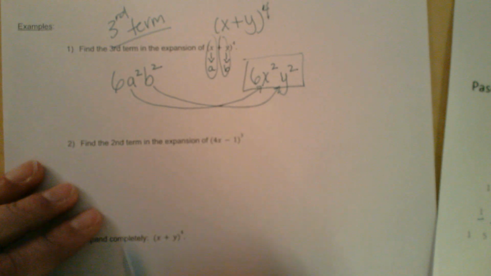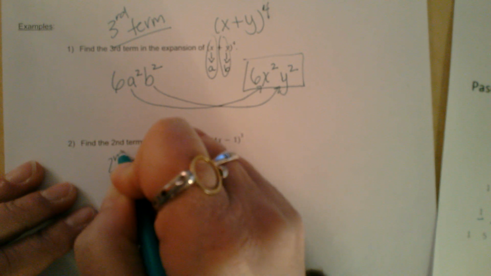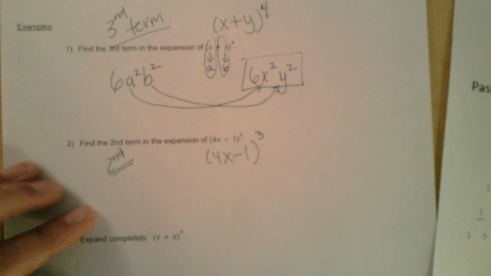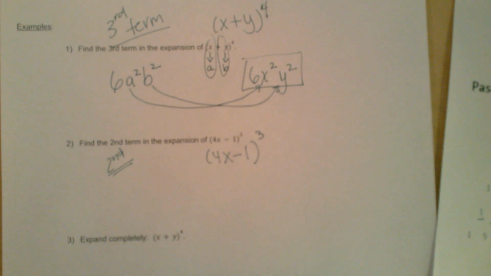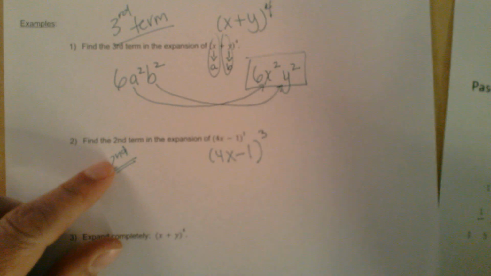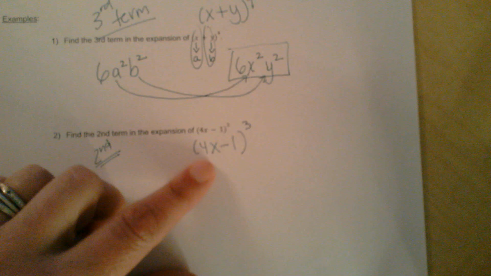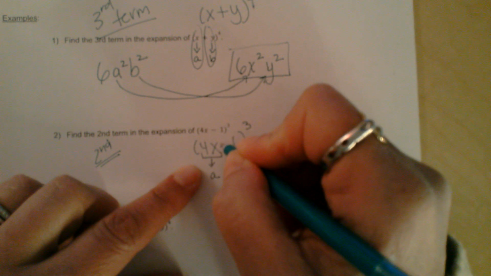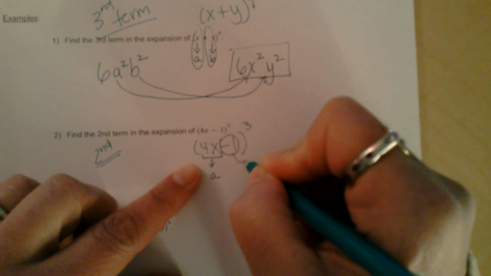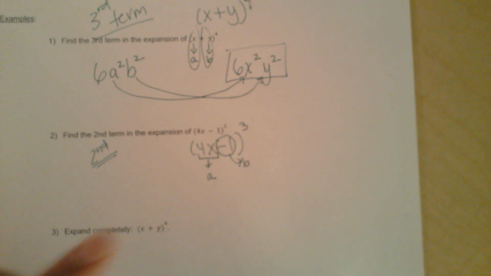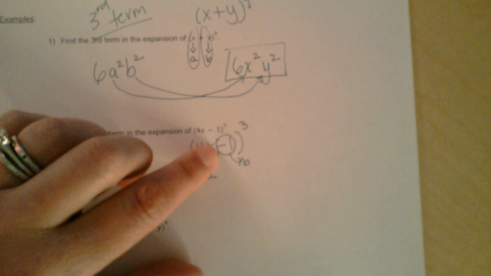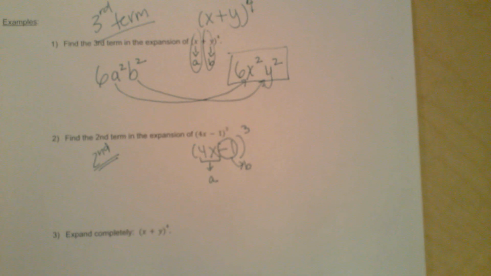Okay, what's next? Let's find the second term of 4x minus 1 cubed. All right, so let's approach this a little bit differently. Let's not go to the Pascal's triangle yet. Let's just decide this is going to be a, and -1 is going to be b. Some people think that's the tricky part because you have to make sure you're pulling those out, and that negative goes with that b now. That's -1. So just be careful when you're pulling the sign out.